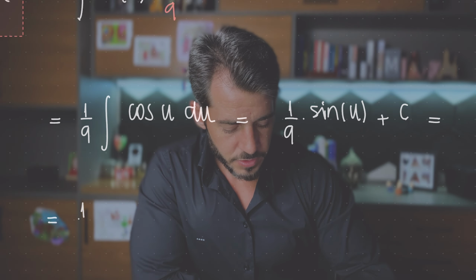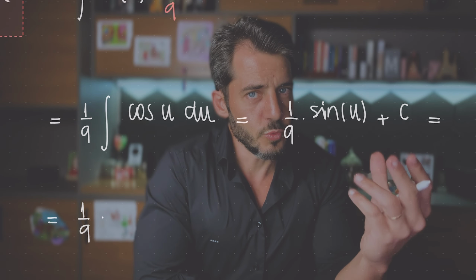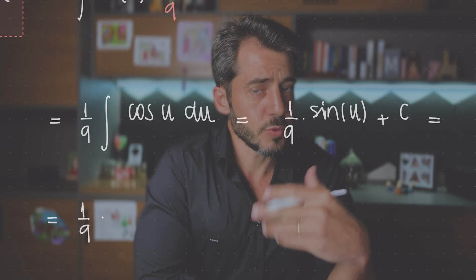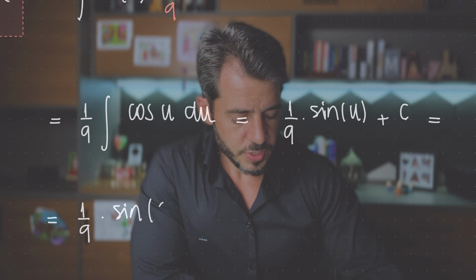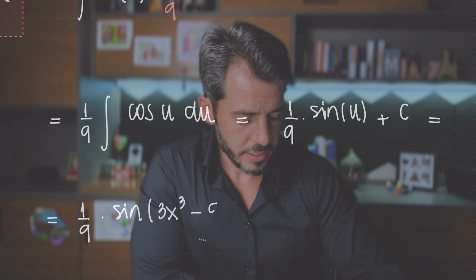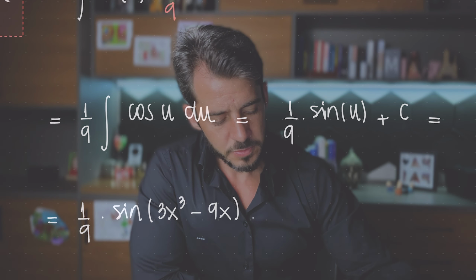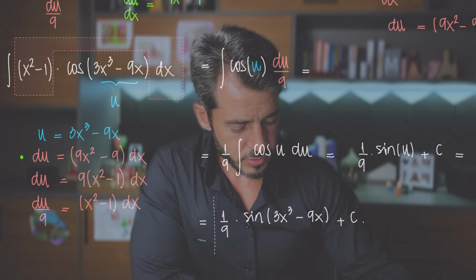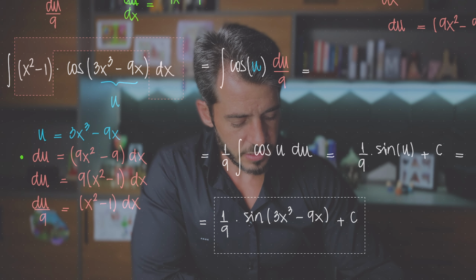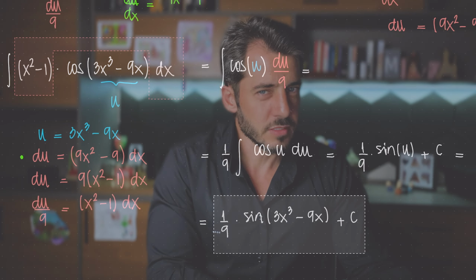Now, do we stop here? We don't, because we made up this variable u. We need to go back to the original variable, which is x. What does u represent? u is 3x cubed minus 9x. Therefore, we have 1 over 9 sine of 3x cubed minus 9x plus c. Now, this is the solution of this exercise. Now, we can move to exercise medium, or exercise number 2.